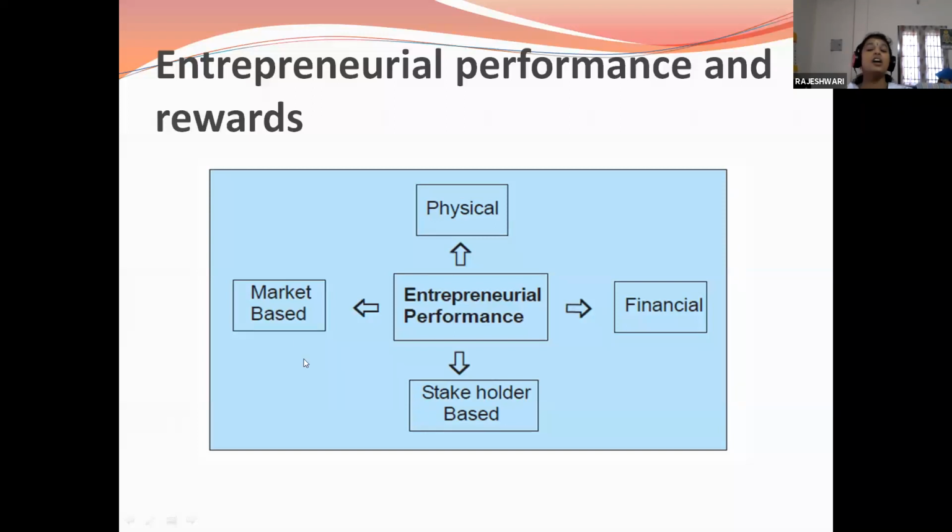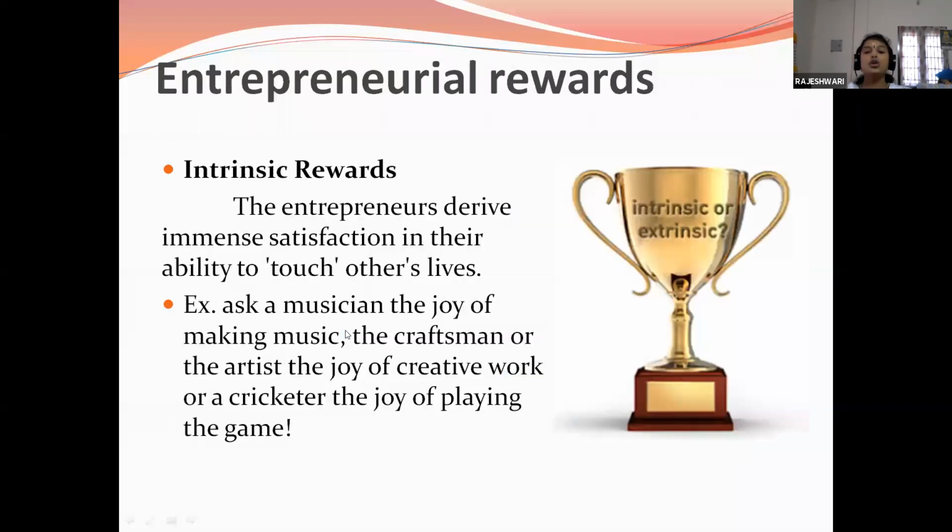Then market based means market growth, market trends, as well as sales in the market, and how we can improve and develop our business in a market-oriented way. So there are different parameters, physically, financially, stakeholder based and market based. Now entrepreneurial rewards: there are different types of rewards, intrinsic rewards and extrinsic rewards.